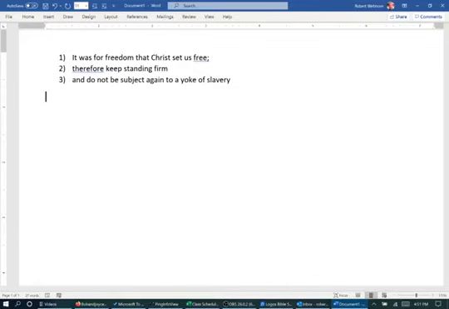And then verse 3, and do not be subject again to a yoke of slavery. Is that a command? Well, is there a word there like you or me or he or Bob Wetmore or whatever? No, there isn't. It just says do not be subject. So is this something that's telling what to do? No, but it is telling me what not to do. So sentence 2 and sentence 3 are both commands. Let's go to the next verse, all right?